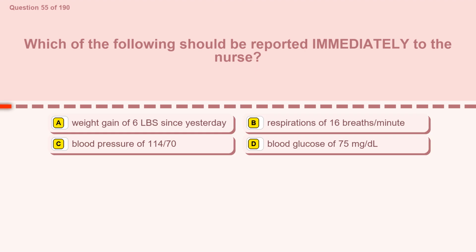Question 55. Which of the following should be reported immediately to the nurse? Option A, weight gain of 6 pounds since yesterday. Option B, respirations of 16 breaths/minute. Option C, blood pressure of 114/70. Option D, blood glucose of 75 mg/dL.